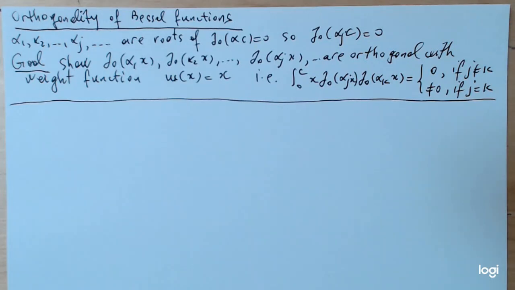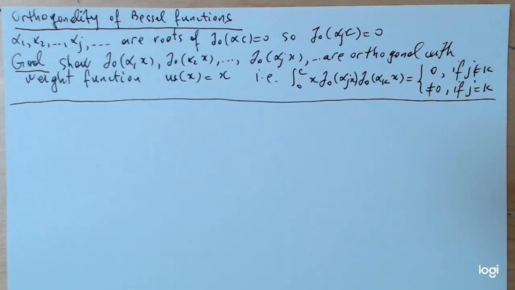Although we're not going to do the same proof for other boundary conditions, because you have to prove this orthogonality in all boundary conditions that come up. This is just for the boundary condition of Dirichlet type that we met in the previous lecture.